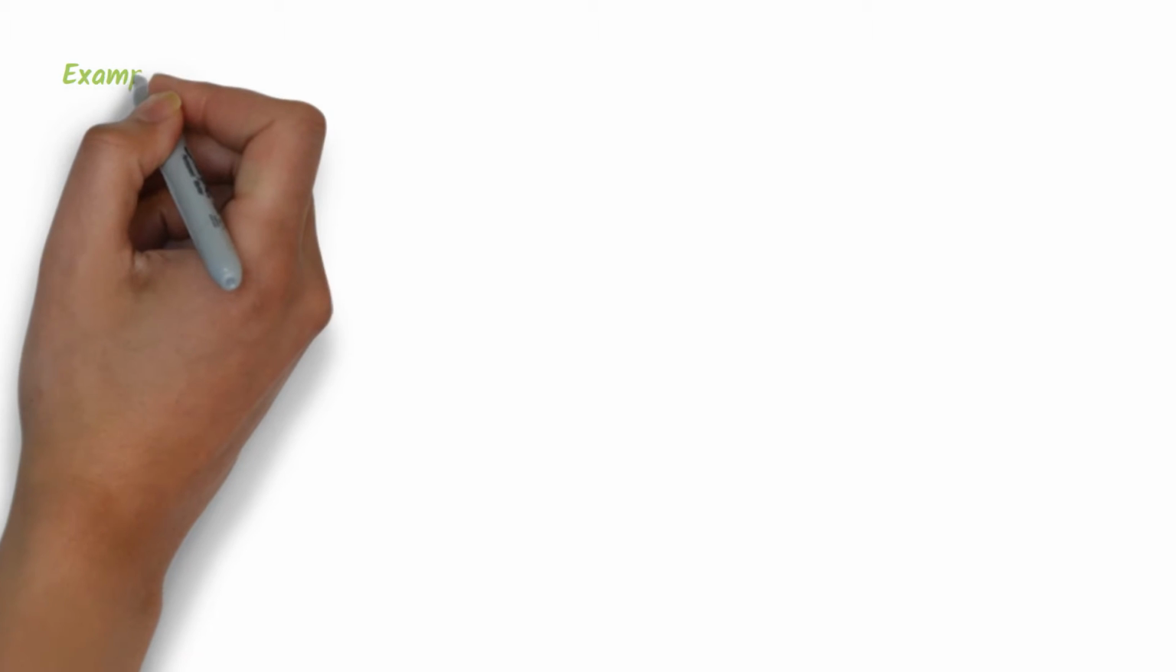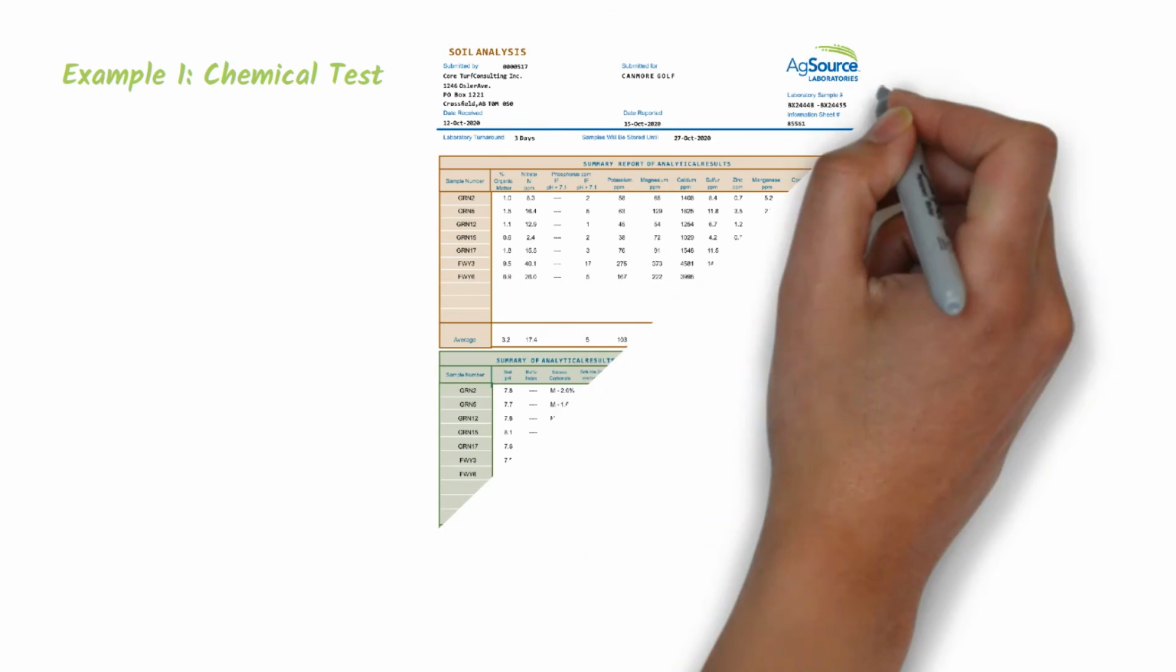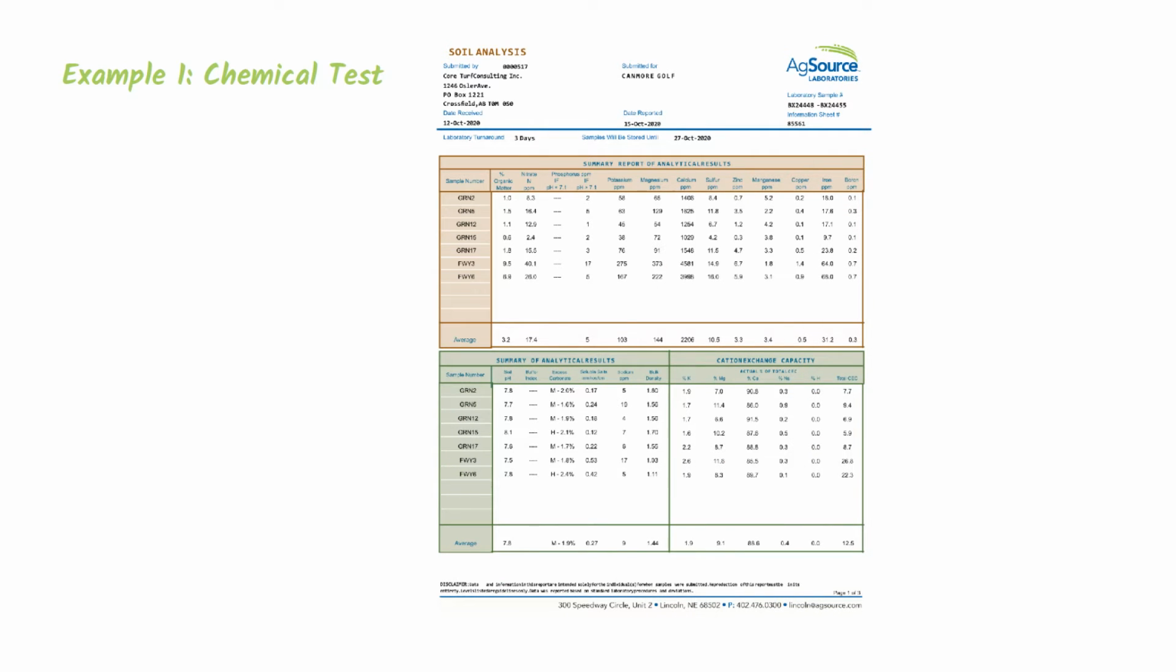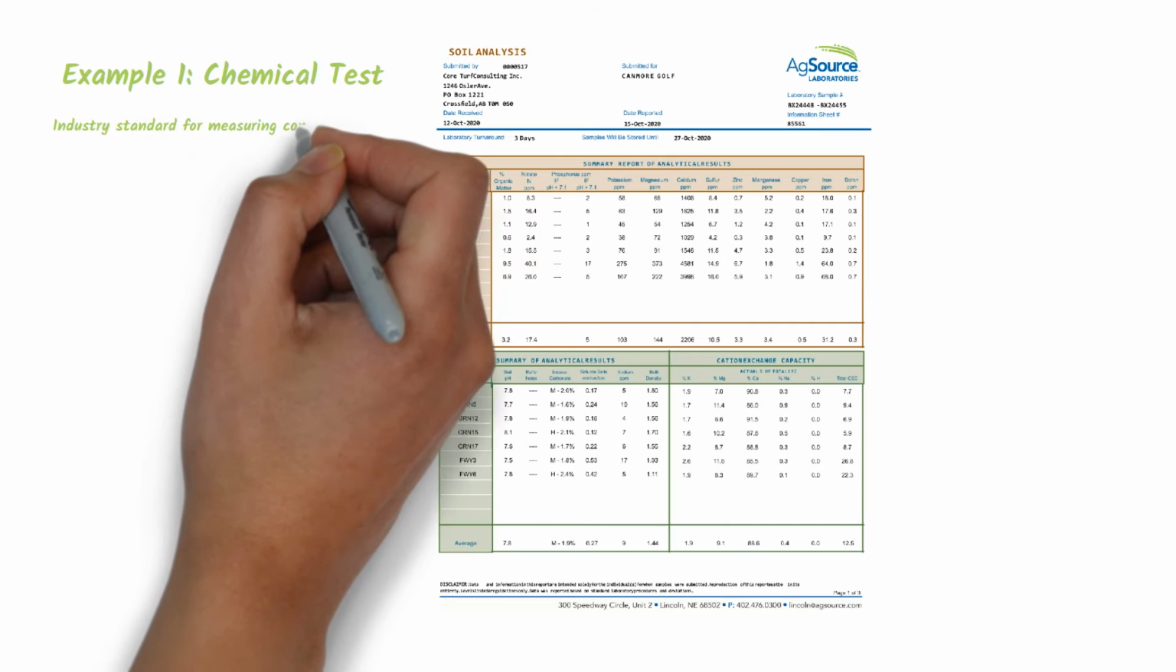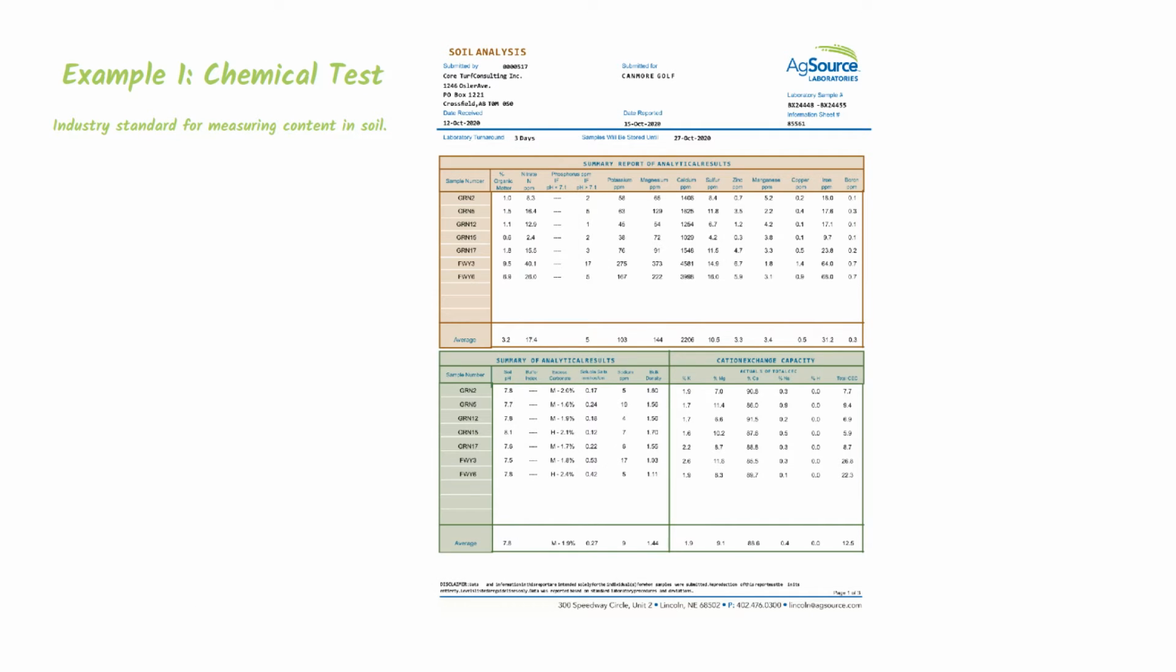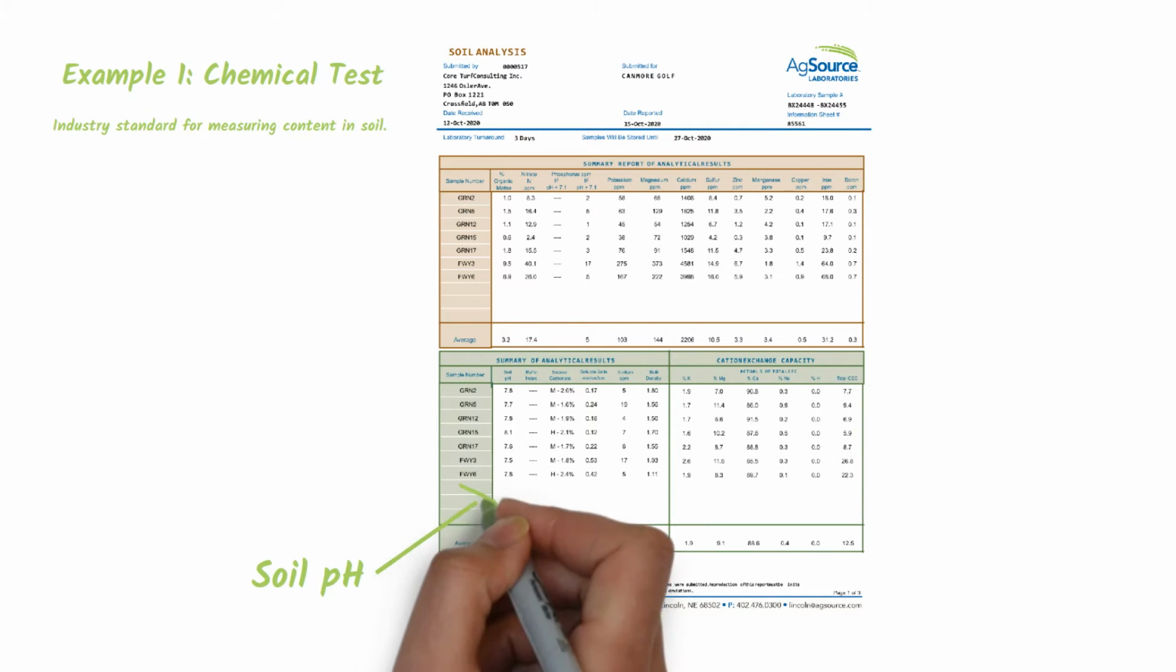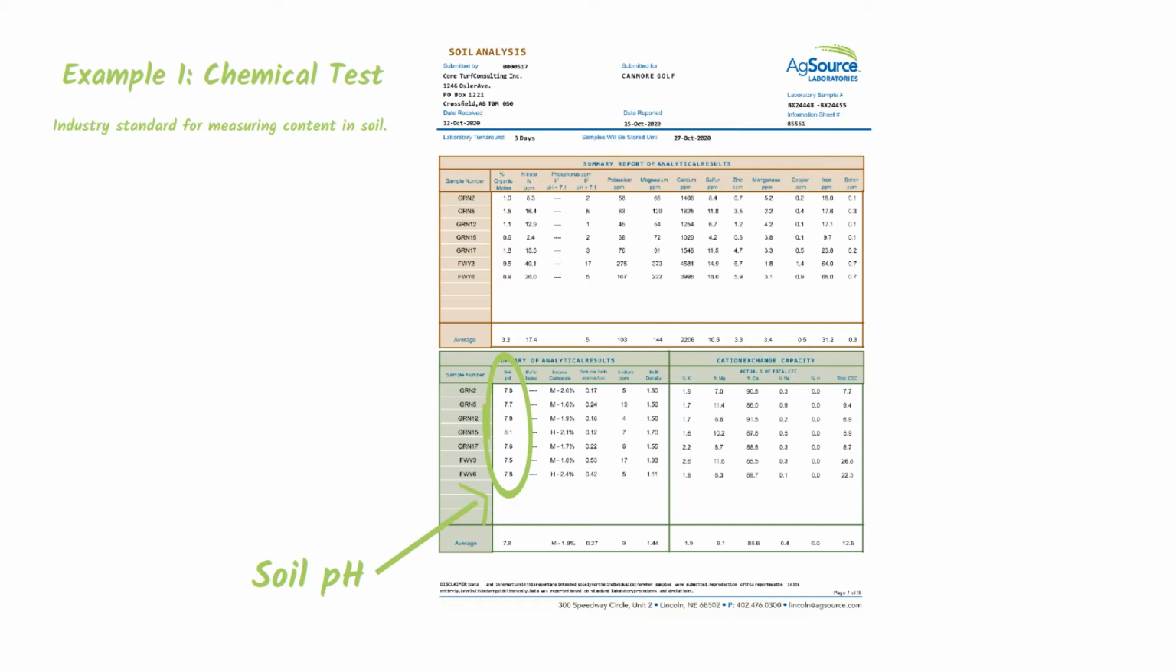So let's take a look at our first example, the chemical test. This test measures the content of the soil. It's the most common test you'll probably come across, as it has become somewhat of an industry standard when determining soil fertility. The chemical test will help identify the following conditions of your soil. pH, and remember what we said in our last video about how pH can affect nutrient availability. CEC, or cation exchange capacity, basically determines how well your soil holds onto nutrients, and for us it acts as a guide for determining the target ranges of nutrients in parts per million.